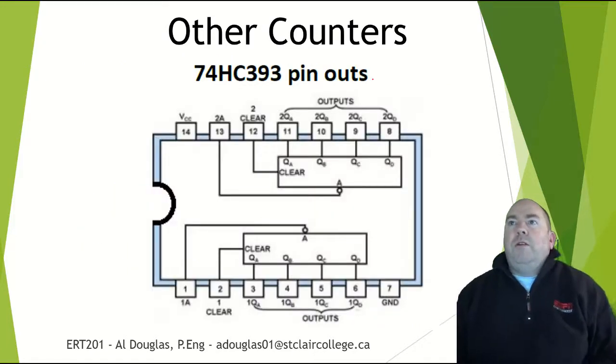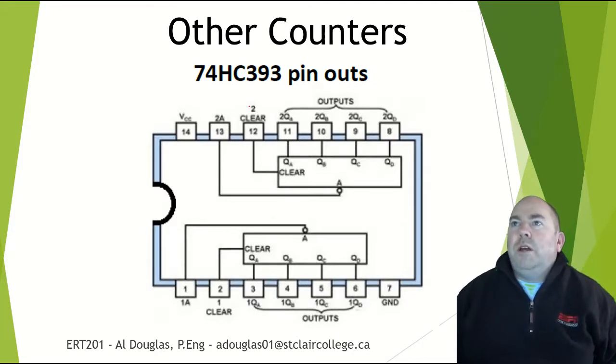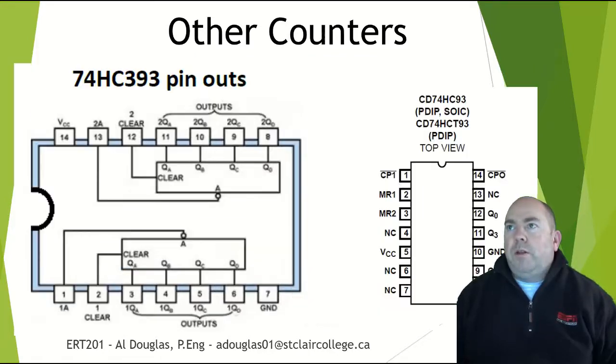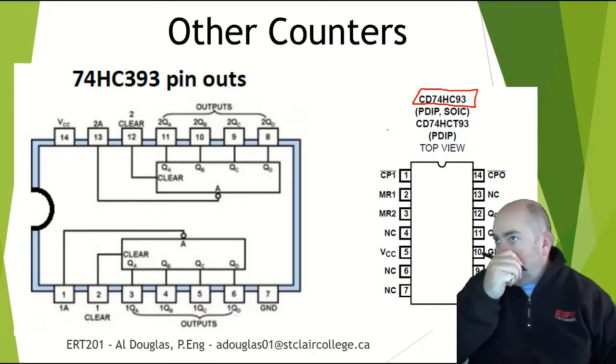What we are going to do is use an equivalent to the lab in the book, which calls out the 74HC393 counter. This is one that's called out in the next part of the lab. We don't have this one, but we do have the 74HC93, which is very similar. So we will modify our lab slightly to use this chip.